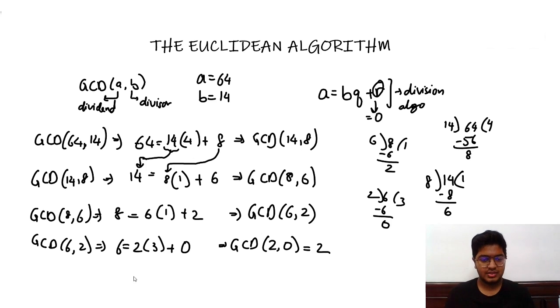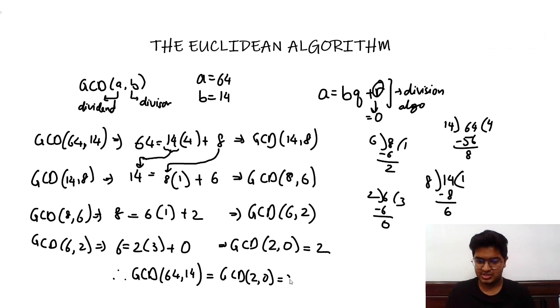Now therefore at the end the GCD of 64 comma 14 is equivalent to the GCD of 2 comma 0, which is 2. This is the Euclidean algorithm. We did not find any factors of 64 and 14, but in a simpler way, in small steps, we found the GCD of 2. It seems that finding the factors of 64 and 14 was a very easy process in comparison, but this Euclidean algorithm is basically for very large numbers, as I've told in the beginning, right? So for just understanding purpose, I used very small values of a and b.